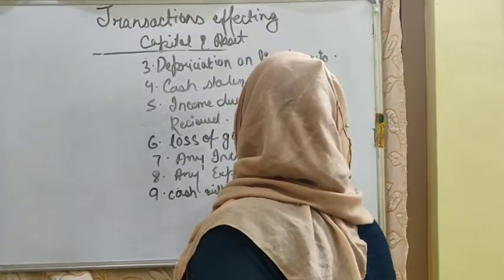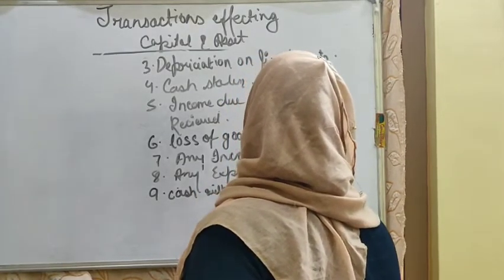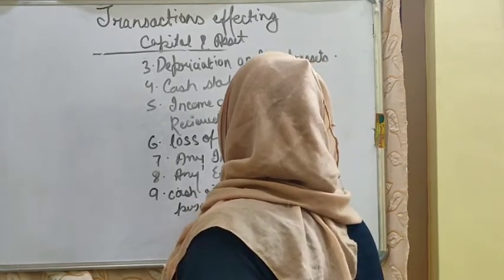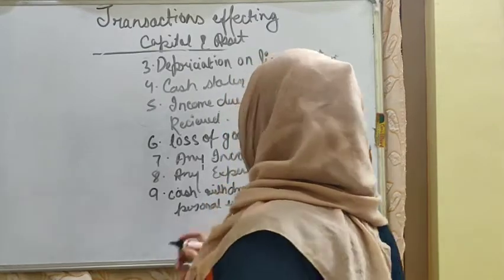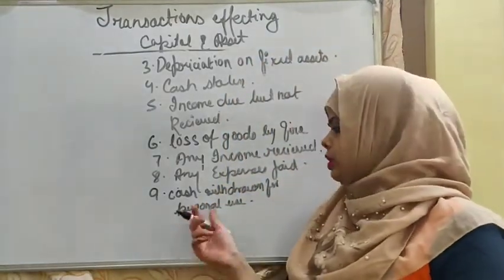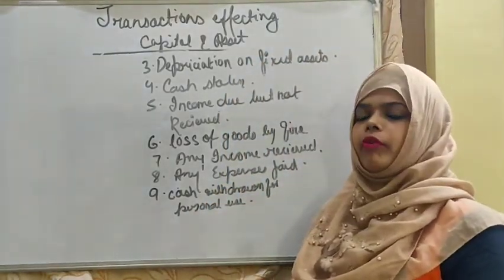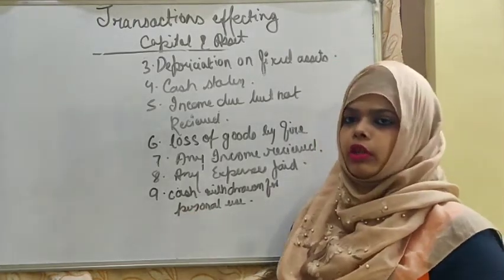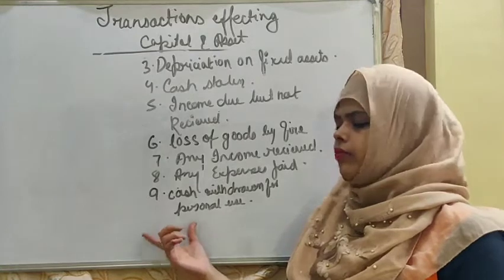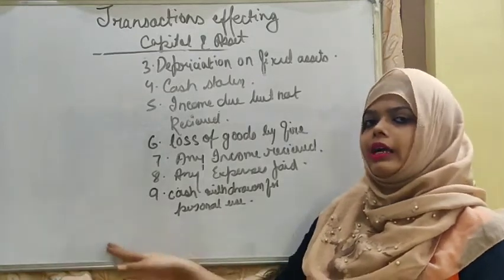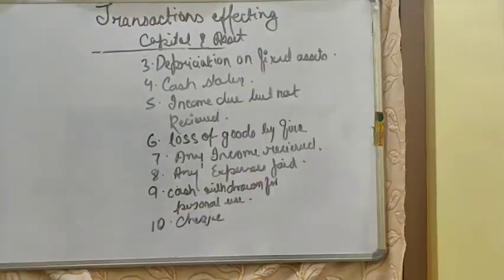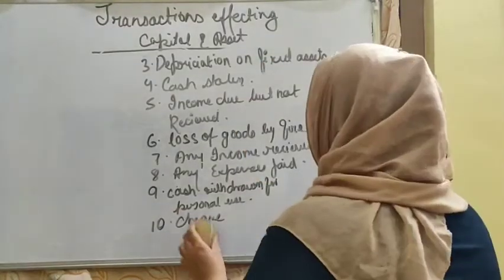Is cash withdrawn for personal use. Now, cash withdrawn for personal use, it can be for charity, it can be for vehicle fuel, etc. So cash withdrawn for personal use comes under drawings, and it will affect both the capital and the asset part of the business.